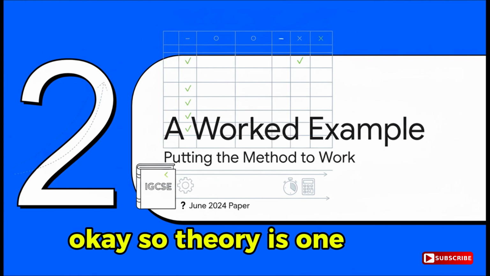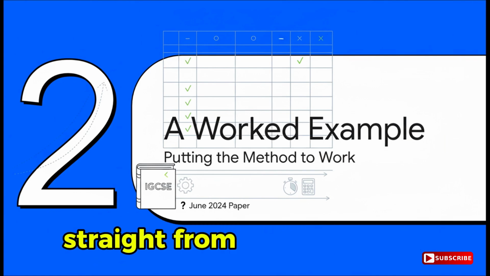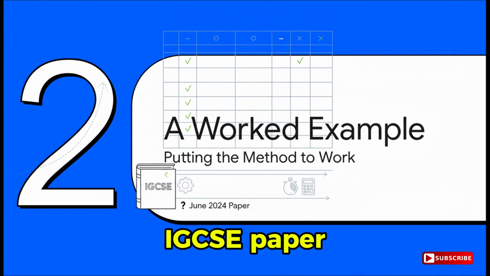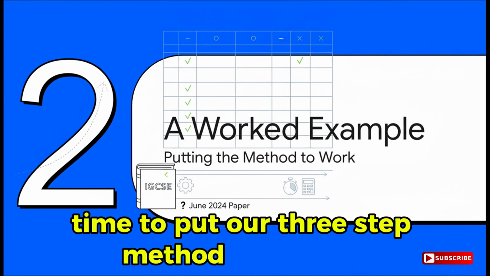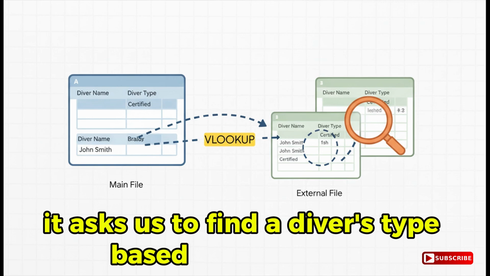Okay, so theory is one thing, but let's see how this actually works in the real world. We're going to tackle a question straight from the June 2024 IGCSE paper. Time to put our 3-step method to the test. So the first task is pretty standard. It asks us to find a diver's type based on their name.